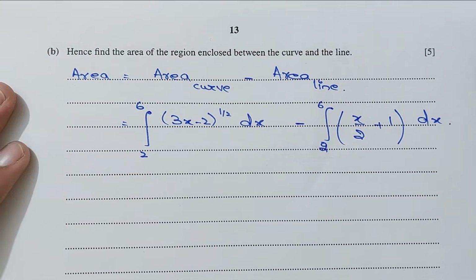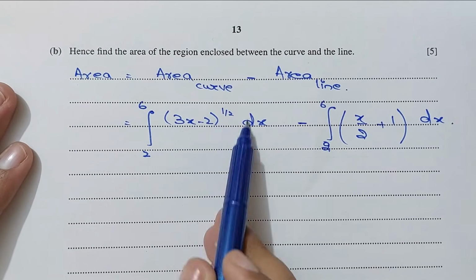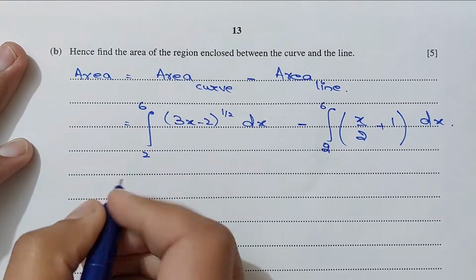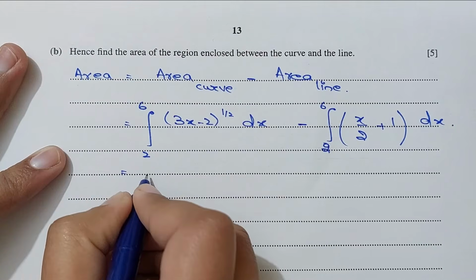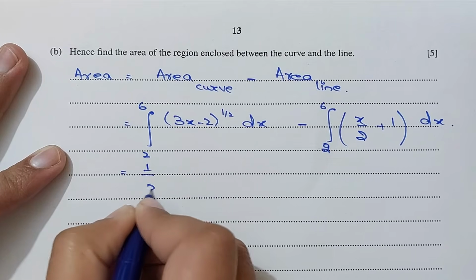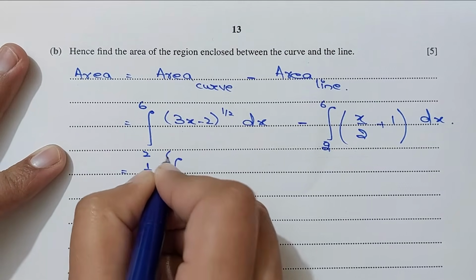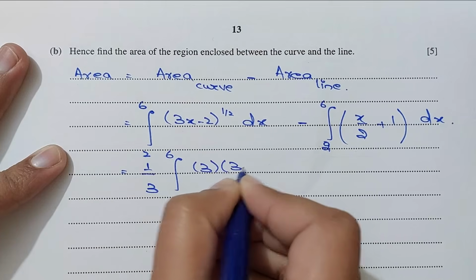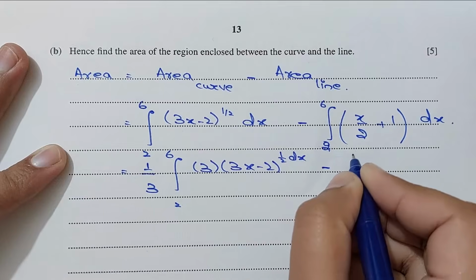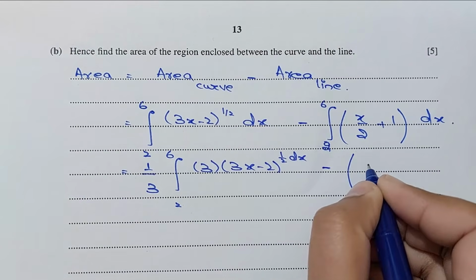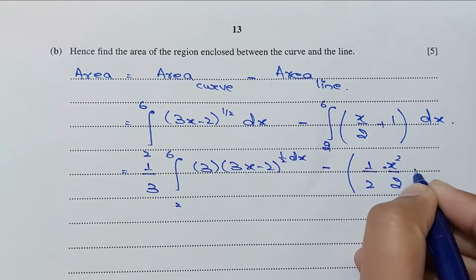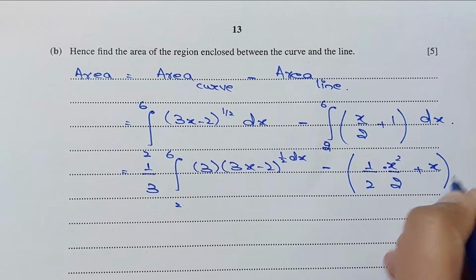Right? Okay, so for this integration we have to use the power rule, but for the power rule we must have the derivative, so we have to complete the derivative first. How can we complete the derivative? We have to multiply and divide by 3. So 1 by 3, from 2 to 6, we have the 3 inside, (3x minus 2) power 1 by 2 dx, minus, what is the integration for this? 1 by 2 is outside, the integration of x is x square by 2, and the integration of 1 is just x, between 2 to 6.